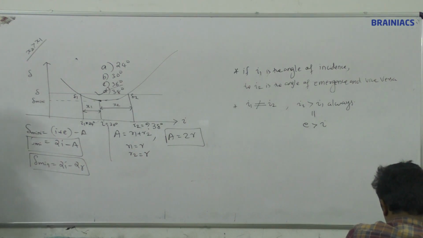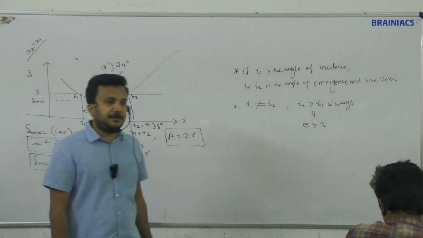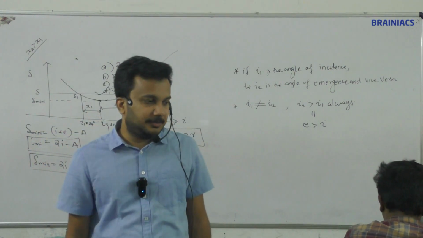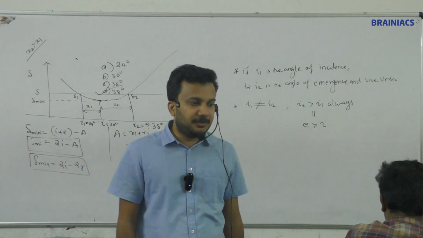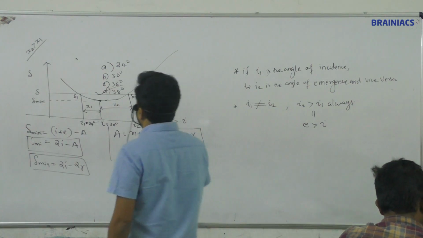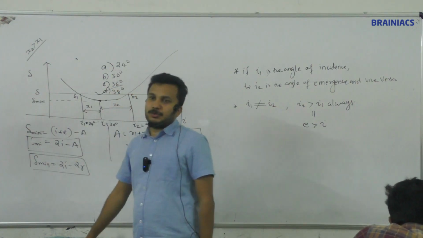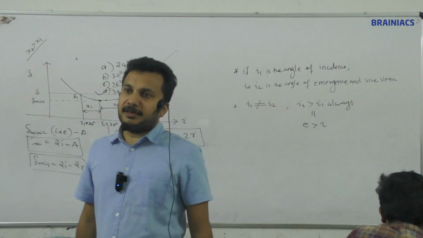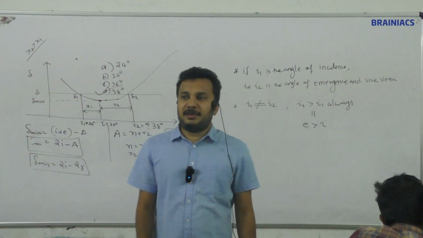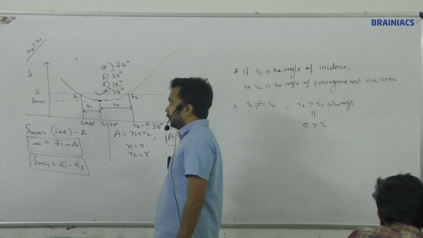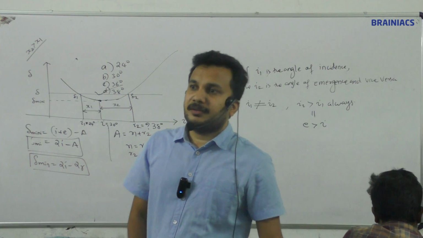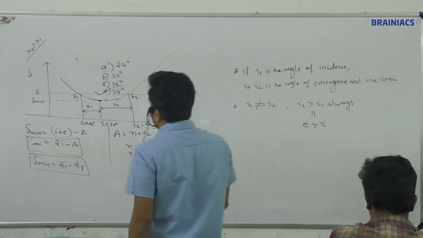At I equal to 32 degree, we have delta minimum. That is given in the question. Draw the graph. Immediately draw the graph, because with the graph only we can analyze. You have a graph and the delta minimum is occurring at I is equal to 32 degree. Correct. And the angle of incidence given is 25 degree.